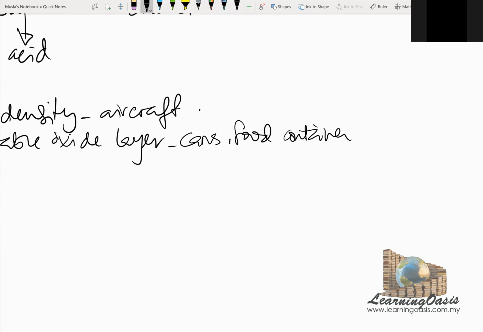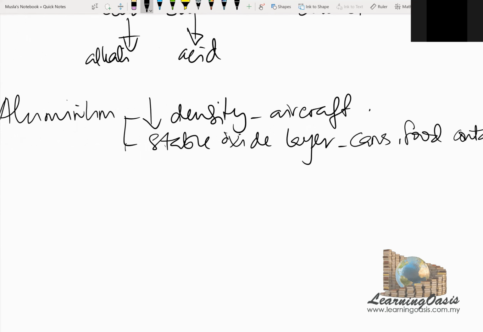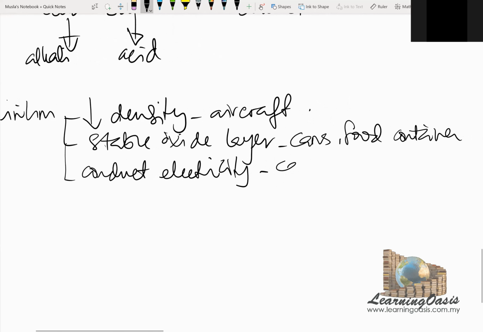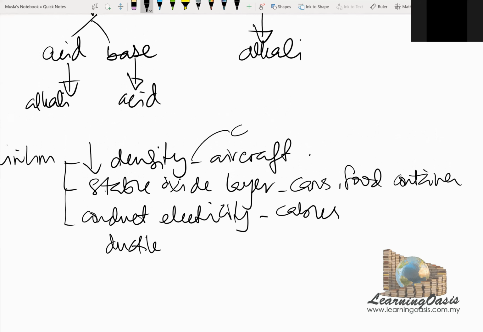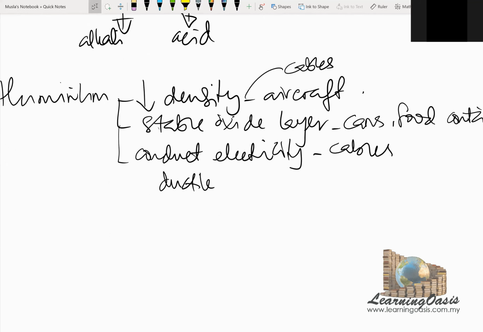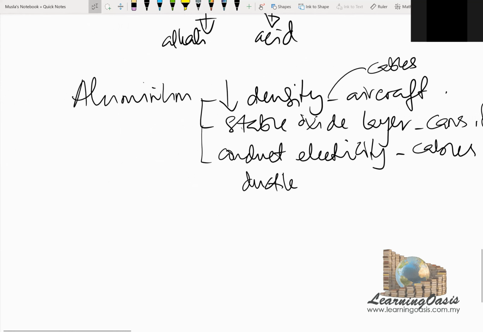Right, what else? It conducts electricity, so you use it as cables, right? Conducts electricity and it's ductile, right? So therefore you use it as cable. It has low density, so again we use it as overhead cables, right? Overhead cables, remember, are actually made up of steel wrapped with aluminum wires. Okay, now, okay with this?